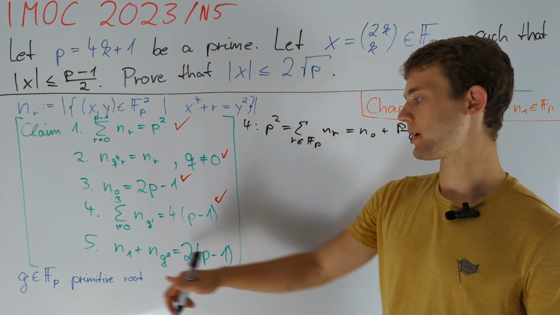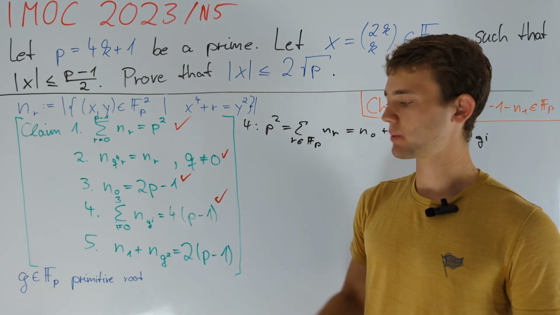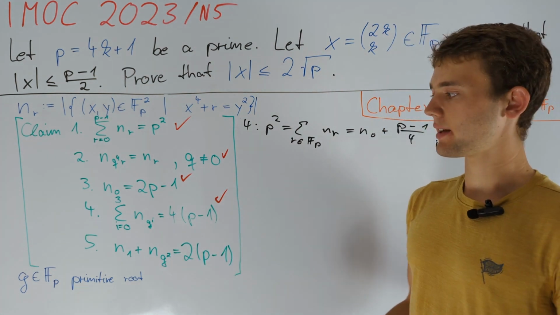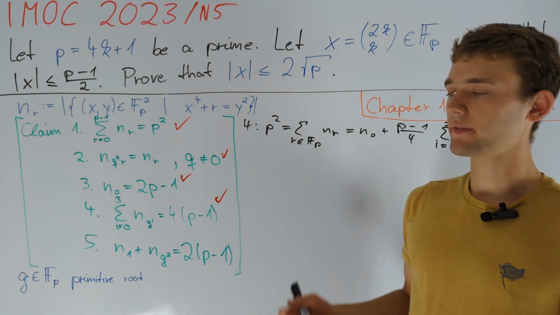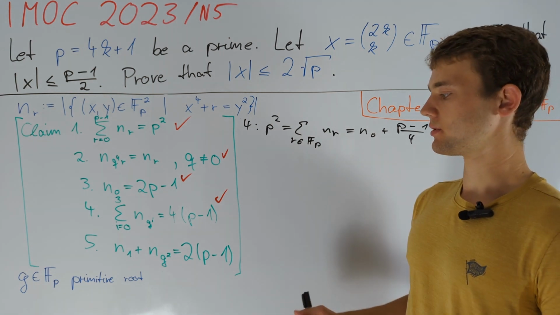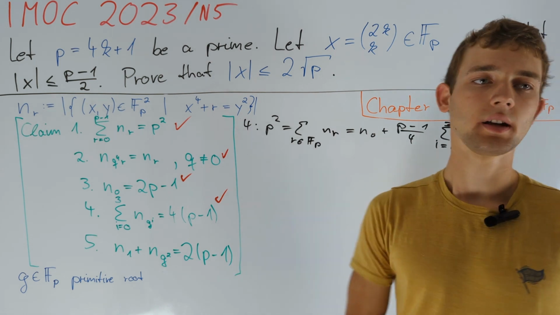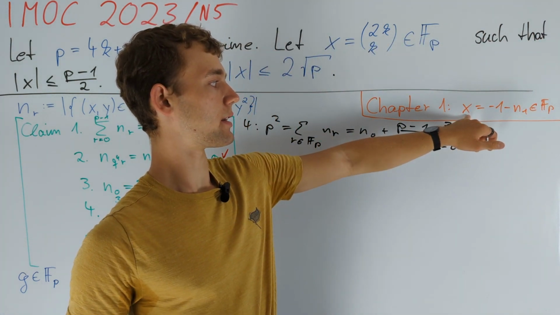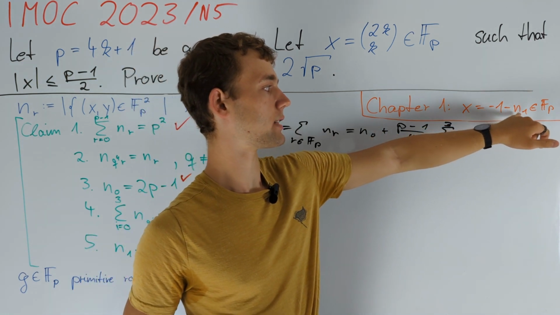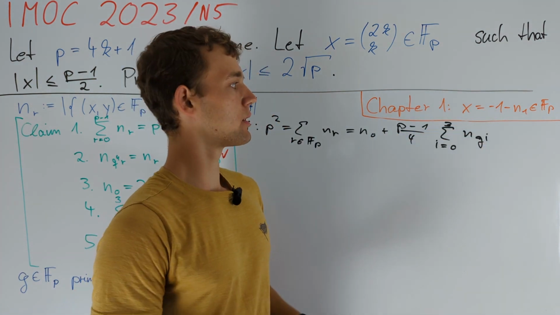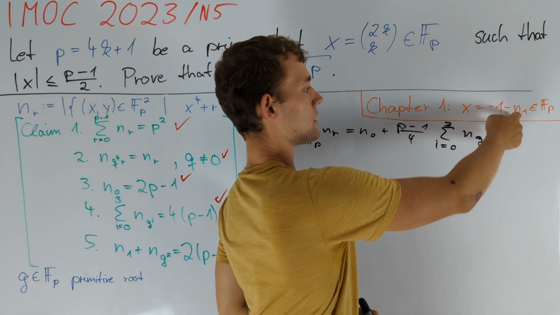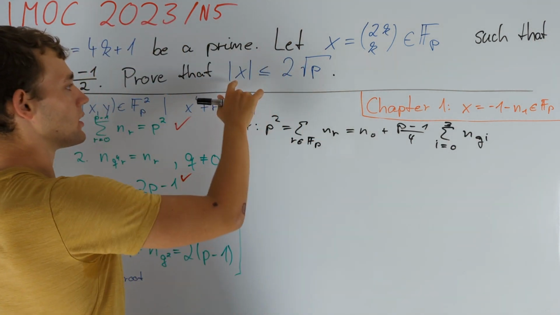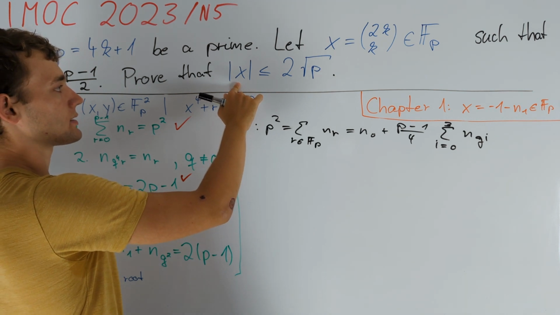If we take a look at the fifth part, that tells us n1 plus ng squared equals 2p minus 1, and as well the fourth part, we see that in some way the expected value for ni with i not equal to 0 is p minus 1. This matches up nicely with our result from chapter 1, where we found out that x is equal to -1 minus n1 in Fp, because -1 minus (p minus 1) equals 0 in Fp, and this is good because we want to prove that the absolute value of x is small.